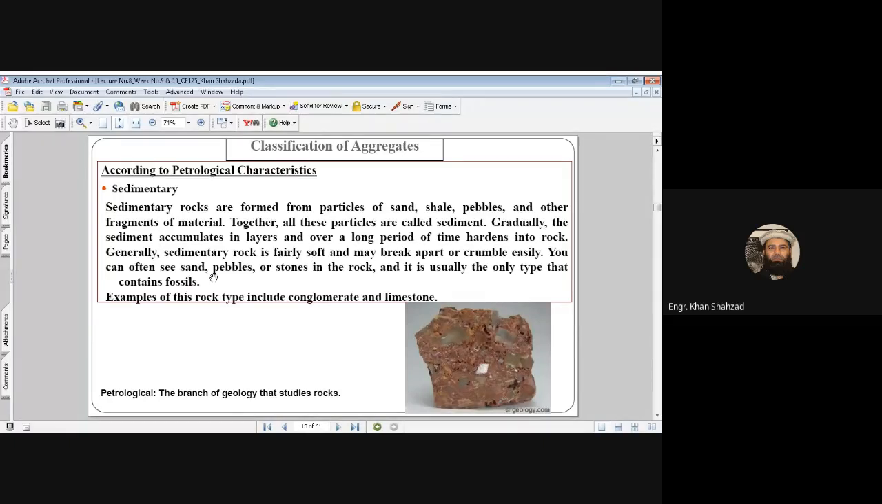You can often see sand, pebbles, or stones in the rock. So here in this picture, you can easily see the stones, sands, and other particles in this rock. It is usually the only type that contains fossils. You can also see over here some coal and some other fragments inside these rocks. Examples of this rock type include conglomerate and limestone. These are the types of sedimentary rocks.